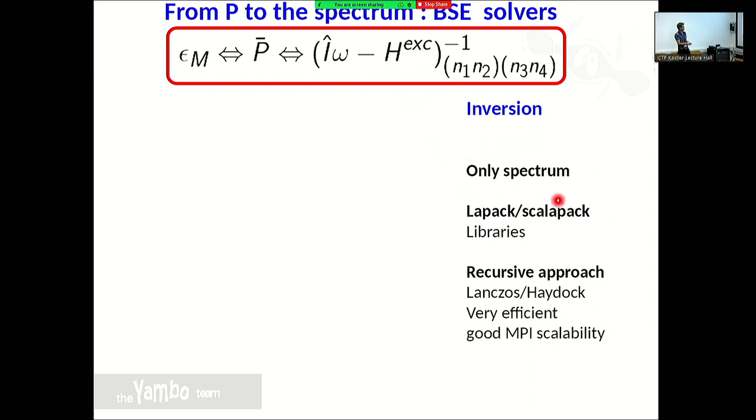It will give you just the spectrum, and you can do that through the LAPACK, SCALAPACK libraries. It becomes easily very demanding, but you can also do inversion in a more perturbative way, and it is a bit more efficient. An alternative way is to use what is called the Lanczos or IDOC scheme. It's a perturbative scheme. It's the most efficient scheme to solve this excitonic problem. It has a good scalability. And it is the scheme which you usually use if you want to get a spectrum of a big material.